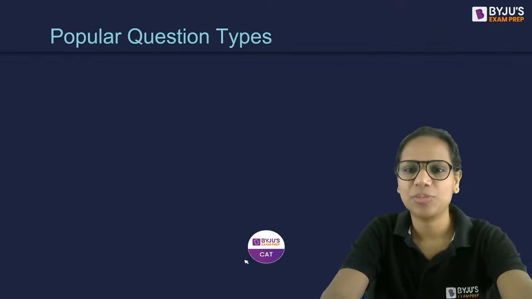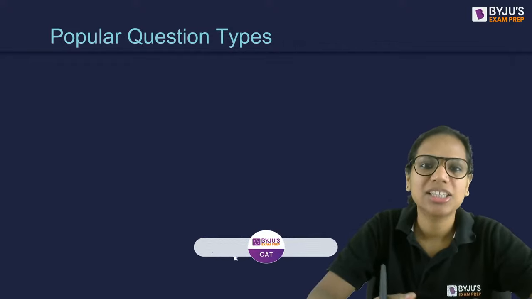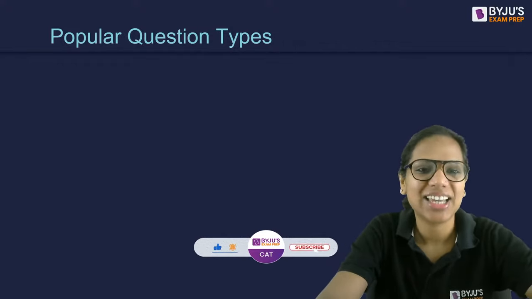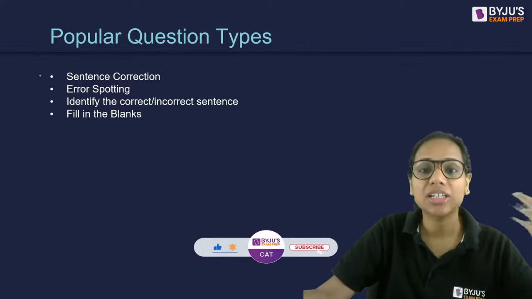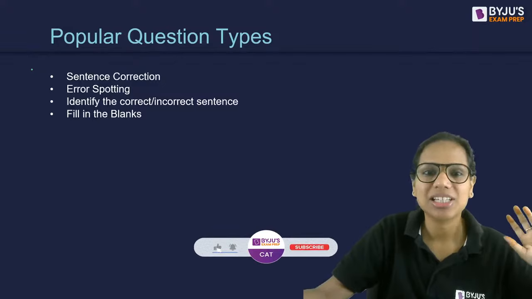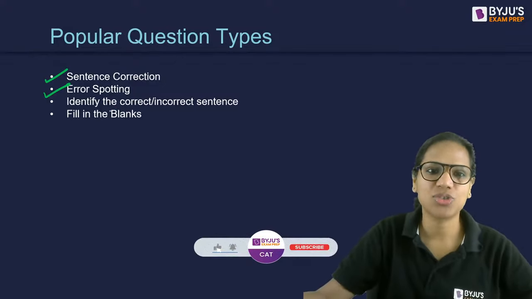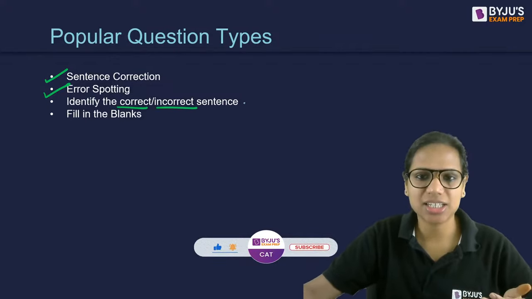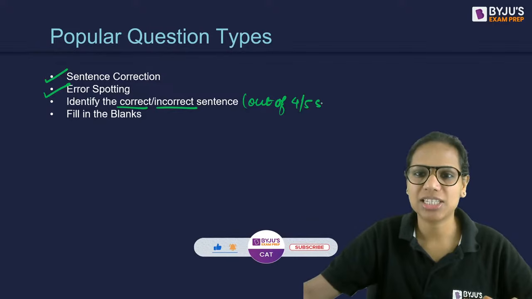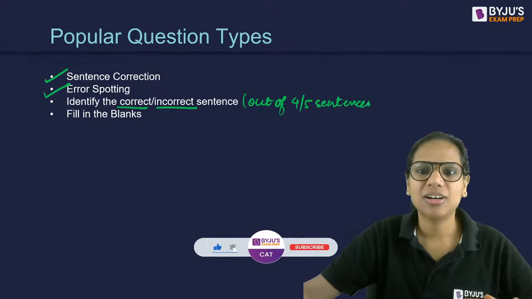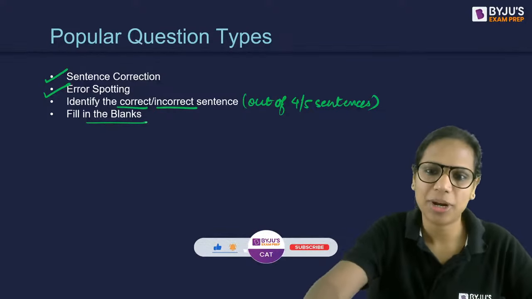All these exams have grammar questions. Now, what are the popular question types? In what all ways can I ask you these questions? That's the next thing. So, the usual question types, something that we have practiced for. If you have been with me since MAHCET prep, then we have practiced so many sentence correction questions, error spotting questions, identify the correct or incorrect sentence out of multiple sentences that are given to you, right? 4 or 5 sentences. Then fill in the blanks.